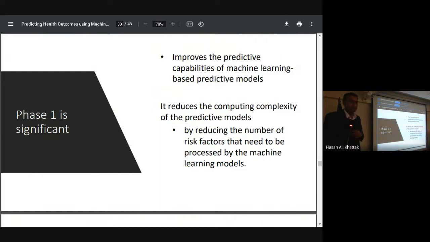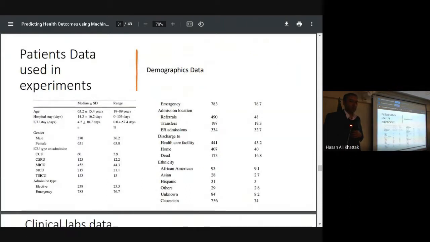That was the significance of phase one. The data that we will use is on this slide of the demographic data. Just like the previous experiments, we use the demographic data, from the age to the ICU state to the gender, and some admission type data.